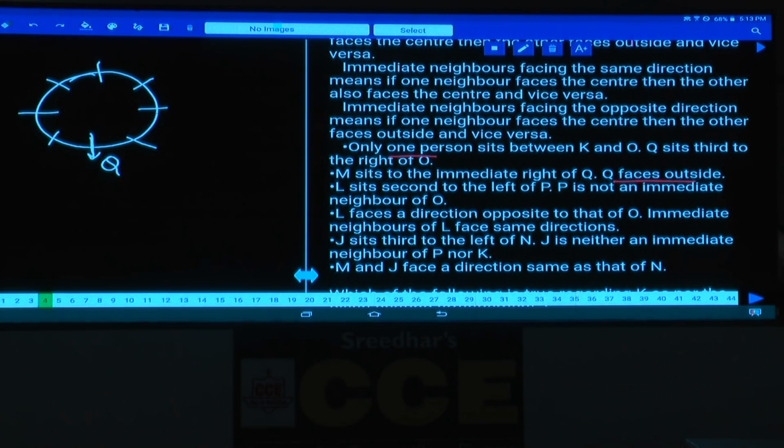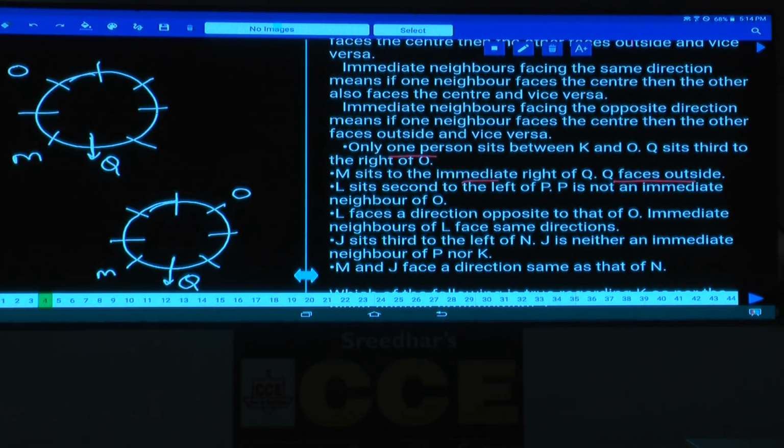M sits to the immediate right of Q. Q faces away from the center, so M will be here in the clockwise direction. Now Q is seated out to the right of O. As Q sits out to the right of O, O can be here, that is one possibility. Then what is the second possibility? Now Q is facing away, M will be here, and O can be here as well.